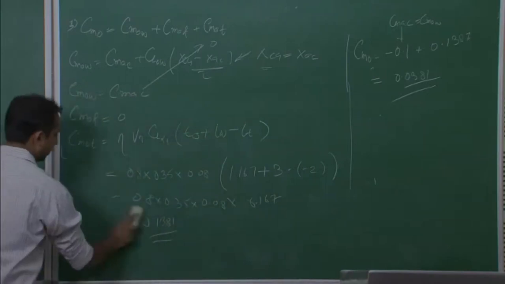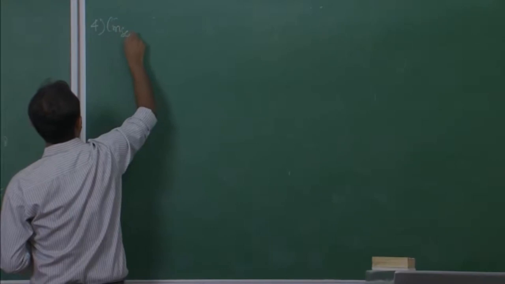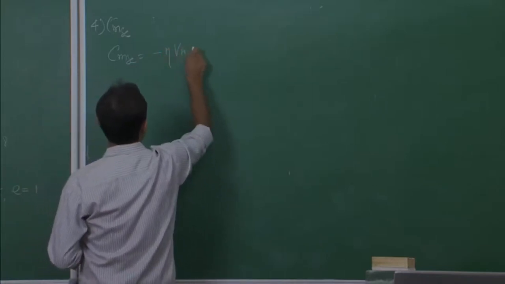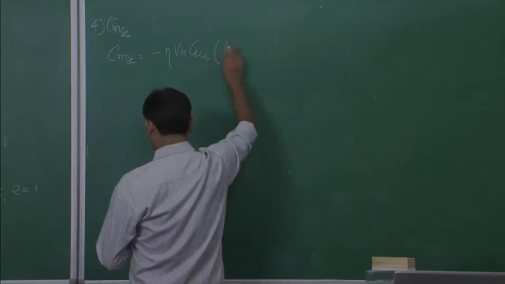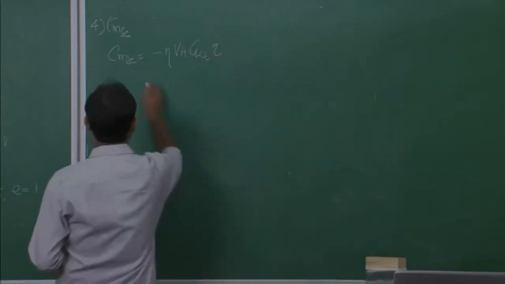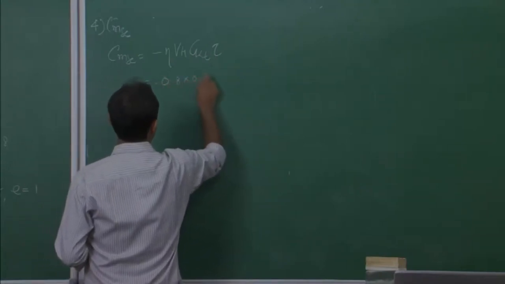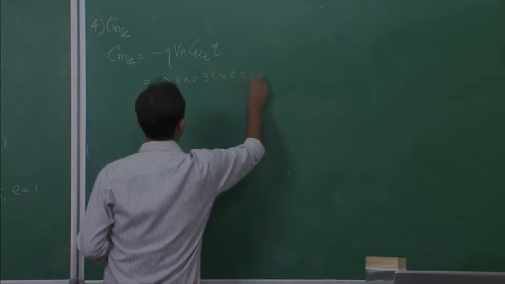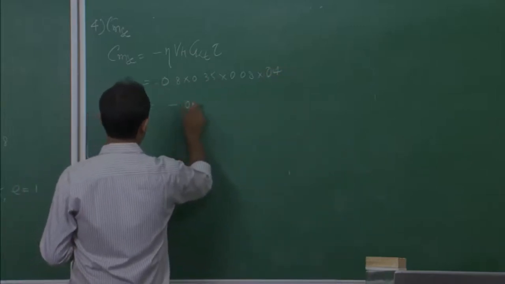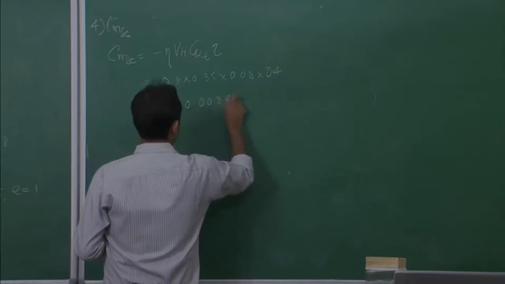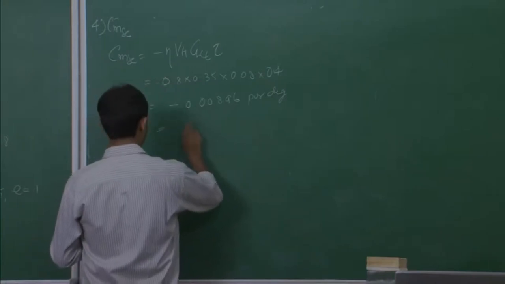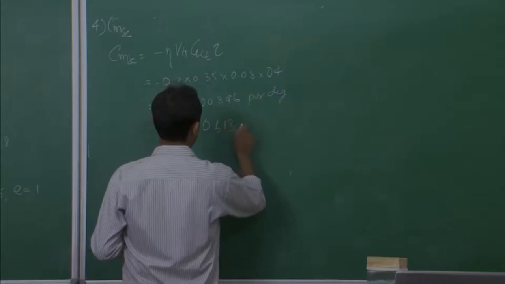Okay, now fourth problem is to calculate CM delta E, which is very easy because we know CM delta E is minus eta VH CL alpha T into tau. Eta is 0.8, VH is 0.35 into 0.08, and tau we are taking as 0.4, which will be minus 0.00896 per degree, or if you want in terms of radian, this is 0.1513 per radian.